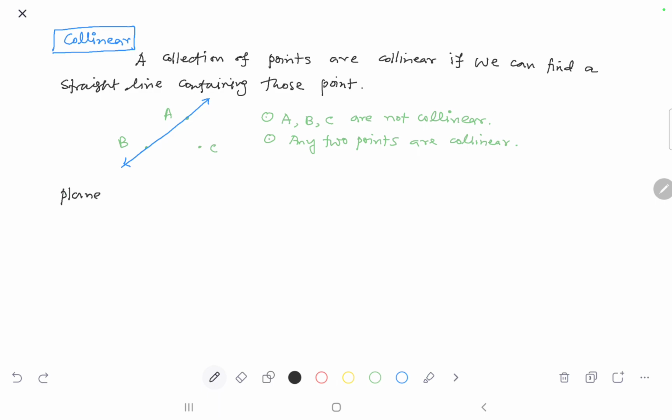Then I will send you a new link. Then we do the angle, about angle. Okay. Let me tell you about the plane.